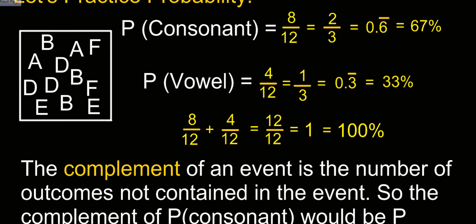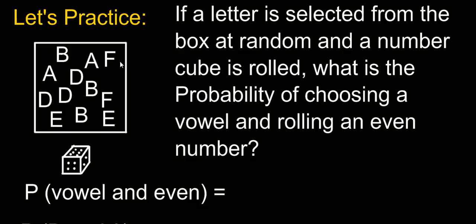Let's try a couple more. This time we have two different events taking place. If a letter is selected at random from the box and a number cube is rolled, a six-sided number cube, what is the probability of choosing a vowel and rolling an even number?